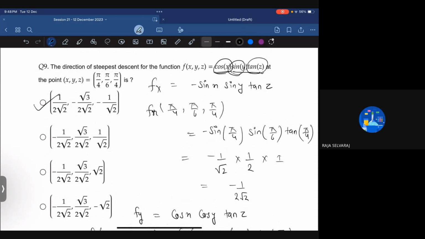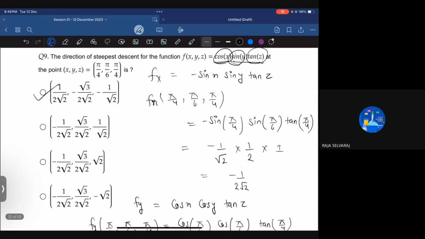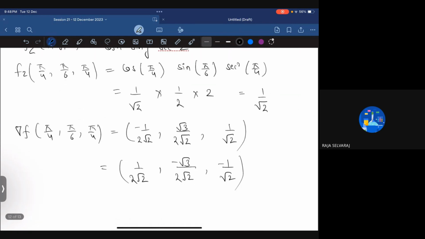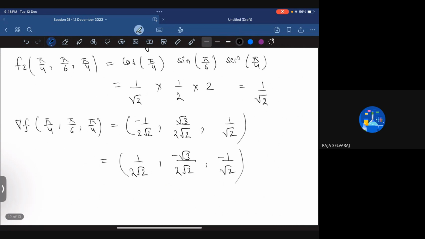First option. Sir, don't we need to go for the unit vector? That is if you need to find the value. Okay, if you need to find the value, then we do.